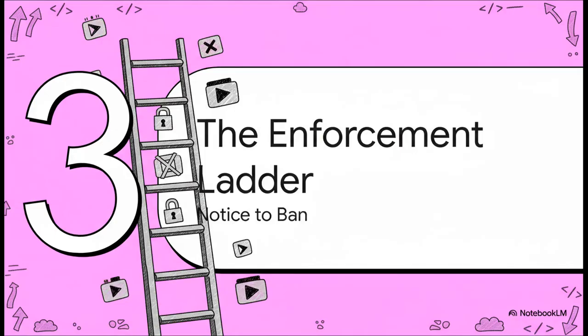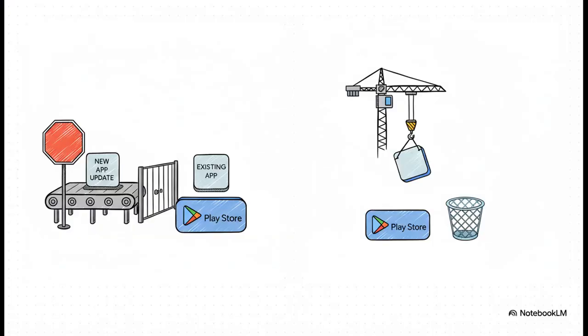All right, so what happens when a violation is actually found? The best way to think about it is like an enforcement ladder. Each rung you go up represents a more serious action with bigger and bigger consequences for both your app and your developer account. So, down at the bottom of the ladder, we've got rejection and removal.